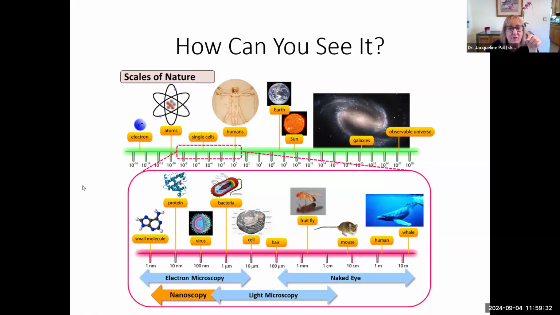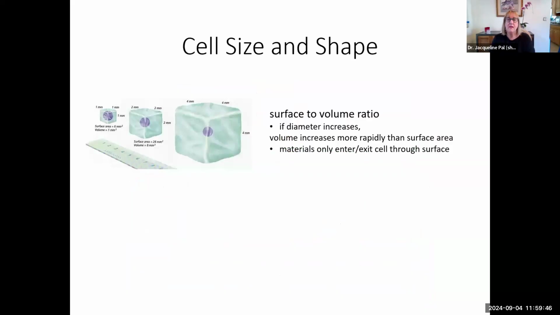In order to see a virus, we have to use an electron microscope. We also have to use an electron microscope to look at structures of proteins as well as our other smaller molecules. All right. So now let's look at our cell sizes and our shapes. Here are 3 different cells, and they're all squares, but the dimension of the square is 1 millimeter versus 2 millimeters versus 3 millimeters.